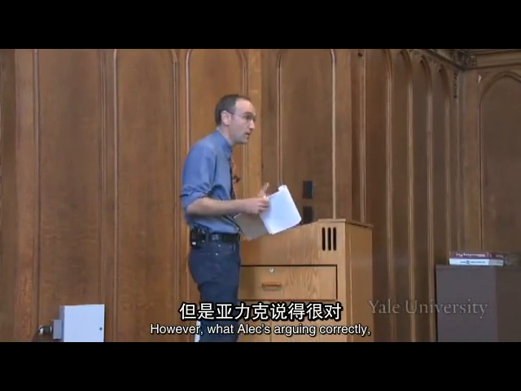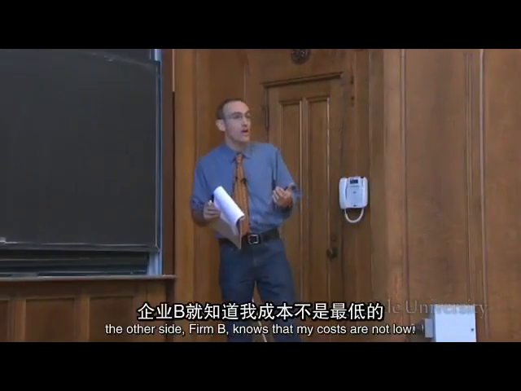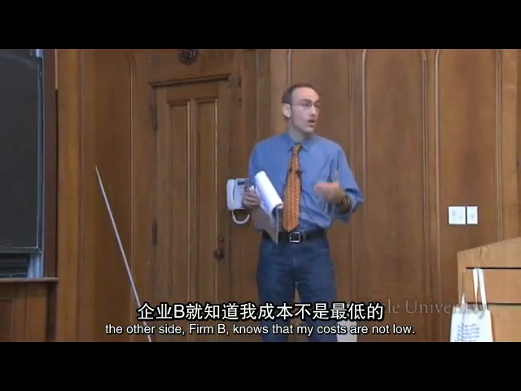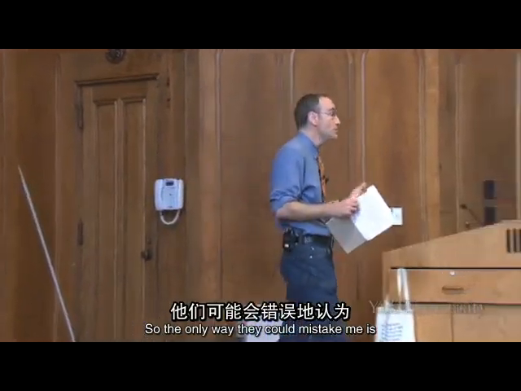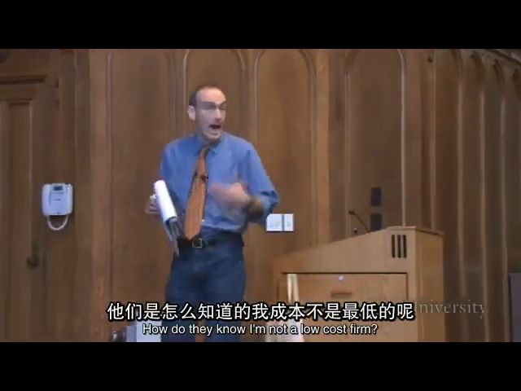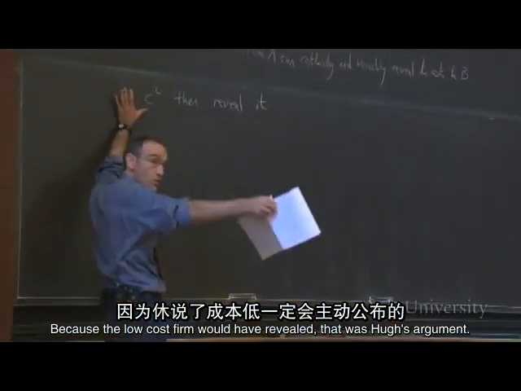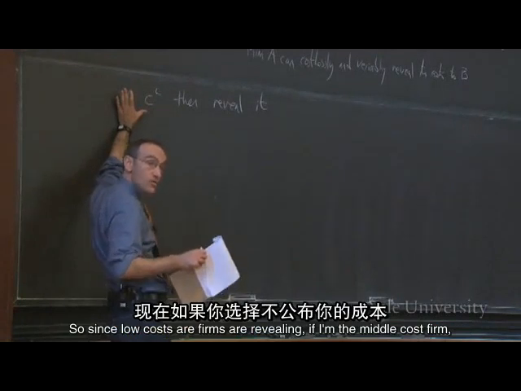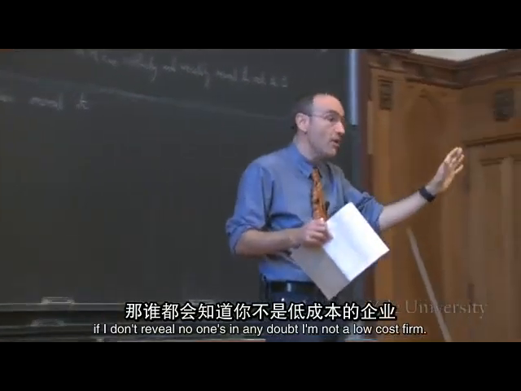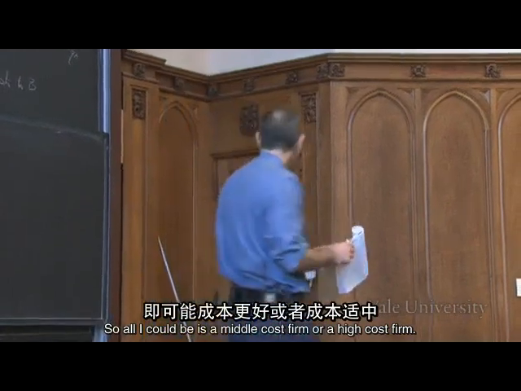However, what Alec's arguing, correctly, is if I don't reveal that I have middle costs, the other side, firm B, knows that my costs are not low. Right? The only way they could mistake me is they could think I'm a high-cost firm. They know I'm not a low-cost firm. How do they know I'm not a low-cost firm? Because the low-cost firm would have revealed. That was Yu's argument. Right? So since low-cost firms are revealing, if I'm a middle-cost firm, if I don't reveal, no one's in any doubt I'm not a low-cost firm. So all I could be is a middle-cost firm or a high-cost firm.